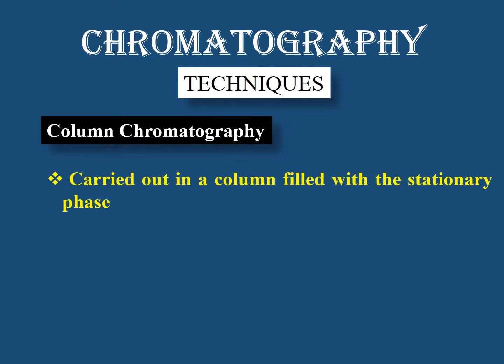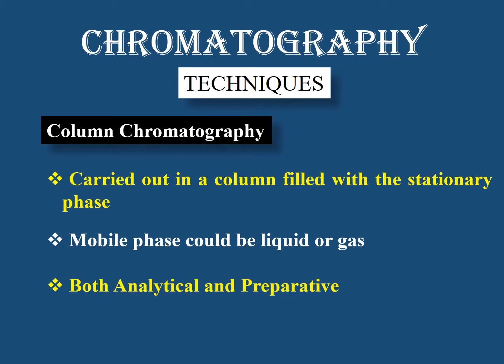Column chromatography is carried out in a column, usually a glass column, but it may be made of a different material as well, which is filled with a stationary phase. The mobile phase used in column chromatography may be a liquid or a gas. Column chromatography, just like TLC, could also be used for analytical purposes, which means that it may be used for analysis of different mixtures, or it may be used on a preparative scale for the separation and isolation of different components of a mixture.